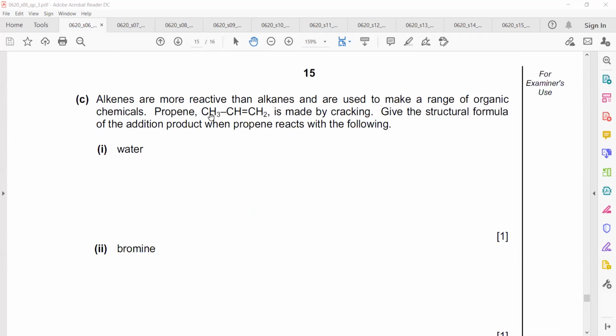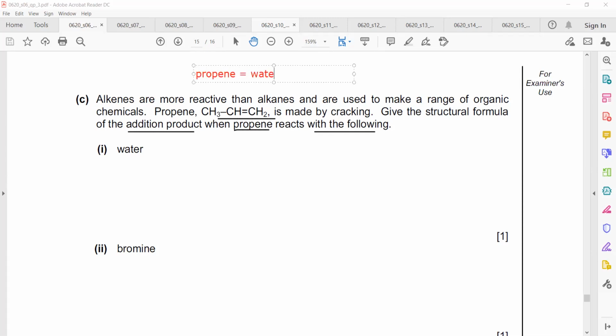In the next one, alkenes are more reactive than alkanes and are used to make a range of organic chemicals. Propene is made by cracking. Give a structural formula of addition product when propene reacts with the following. So when propene plus water, what will be the product first?